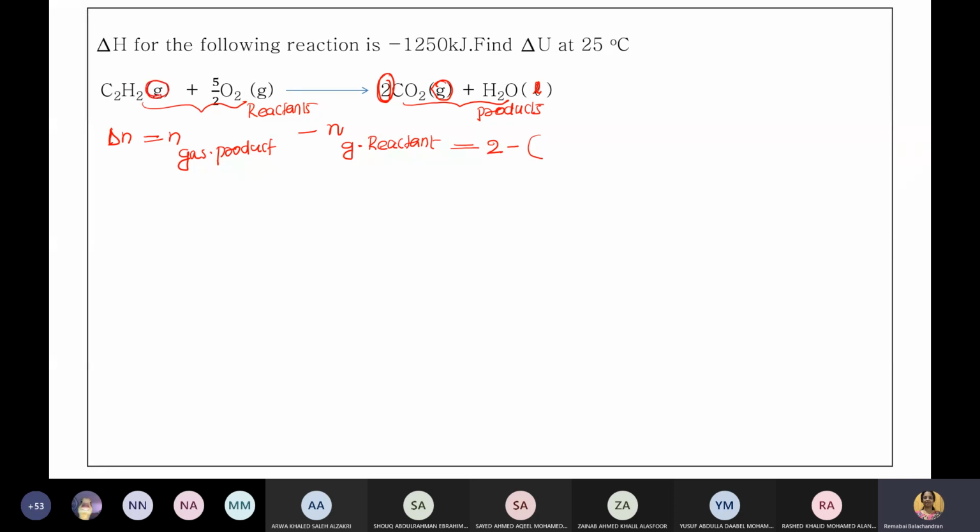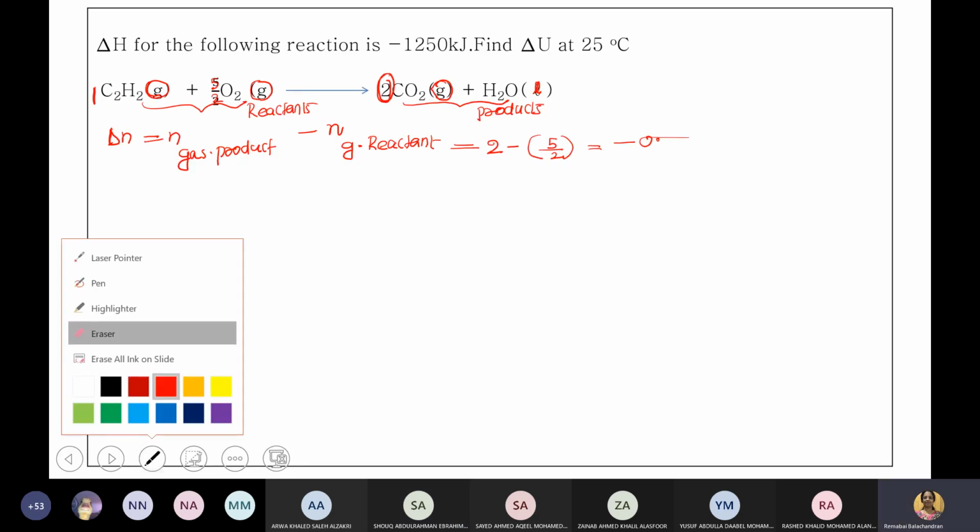So this is a gas, so you can take 1 here. Here, this is a gas. How much is it? 5 over 2. So 2 minus 5 over 2 is equal to minus 0.5. Correct?